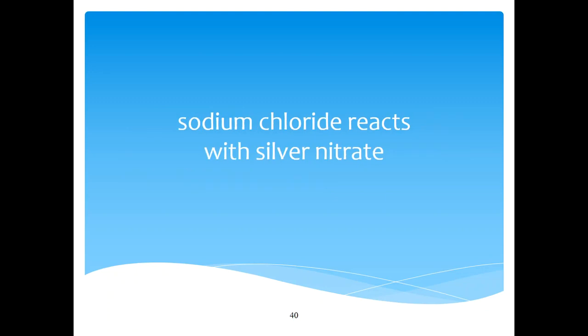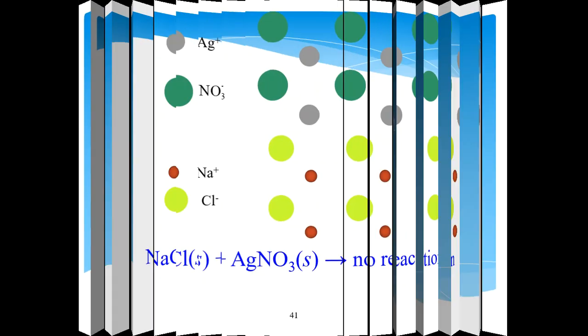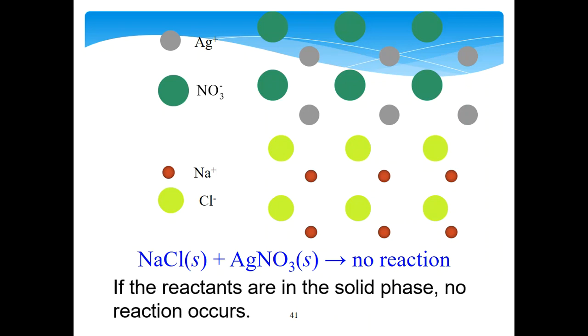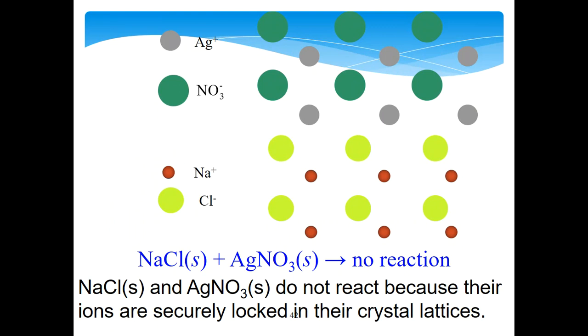An example of this is the reaction between sodium chloride and silver nitrate. Now, if you take solid sodium chloride and mix it with solid silver nitrate, nothing will happen. No reaction will take place, right? And the reason for that is because in the solid phase, the ions are basically locked into their crystal structure, and therefore they're not mobile, and therefore there's little chance of the ions coming into contact with other potential reactant ions in order for a reaction to take place, right?